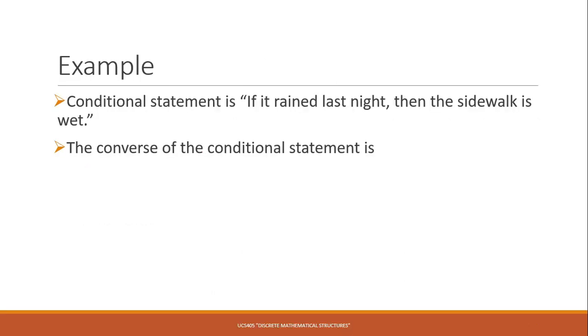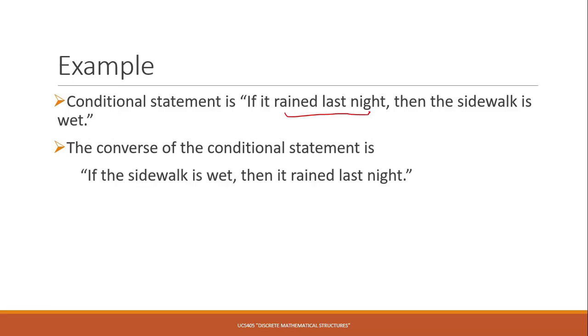Let us take one example. If we have a conditional statement, if it rained last night, then the sidewalk is wet. So here the hypothesis is it rained last night and the conclusion is the sidewalk is wet. If we have to find the converse of this conditional statement, then we will change the hypothesis and conclusion. So the converse will be if the sidewalk is wet, then it rained last night.